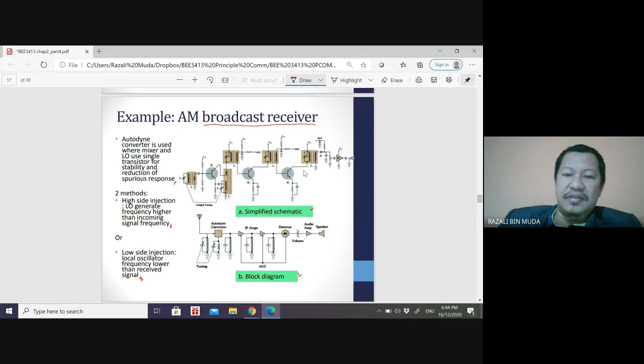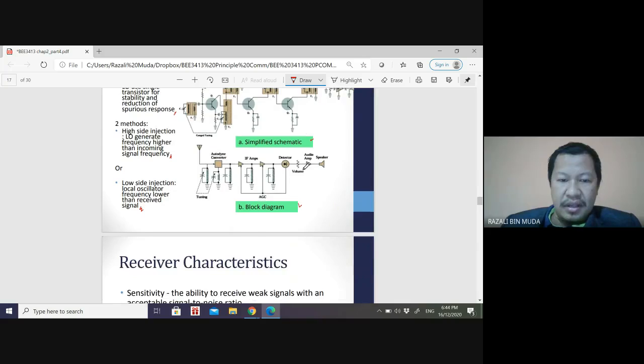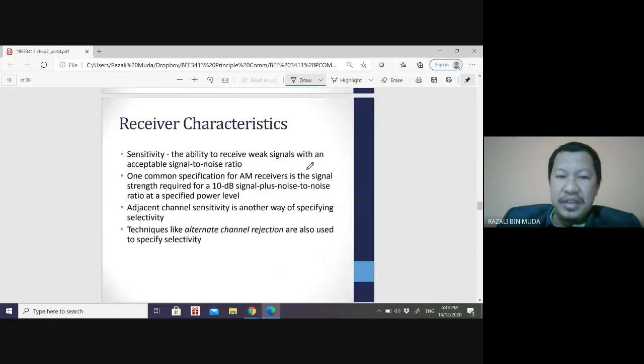receiver, AM receiver. Okay. So now we will discuss the characteristics of the receiver. Just now we have said that there are several, right? So first is sensitivity. Sensitivity is the ability of the receiver to receive weak signals with an acceptable SNR, signal to noise ratio.